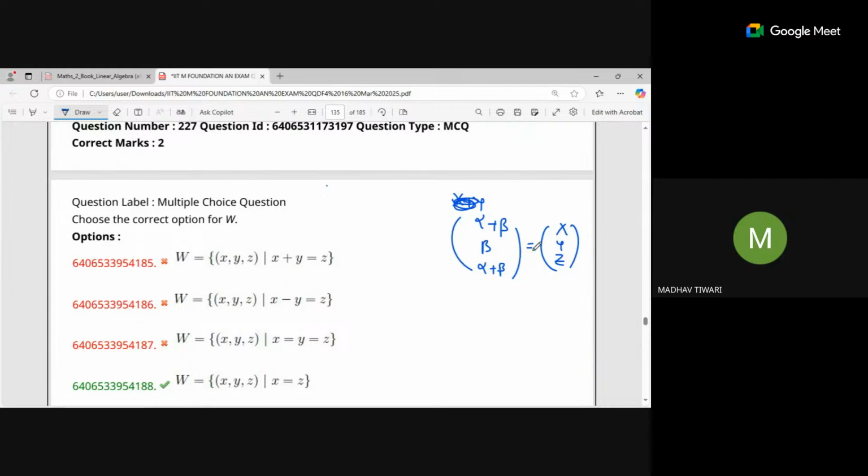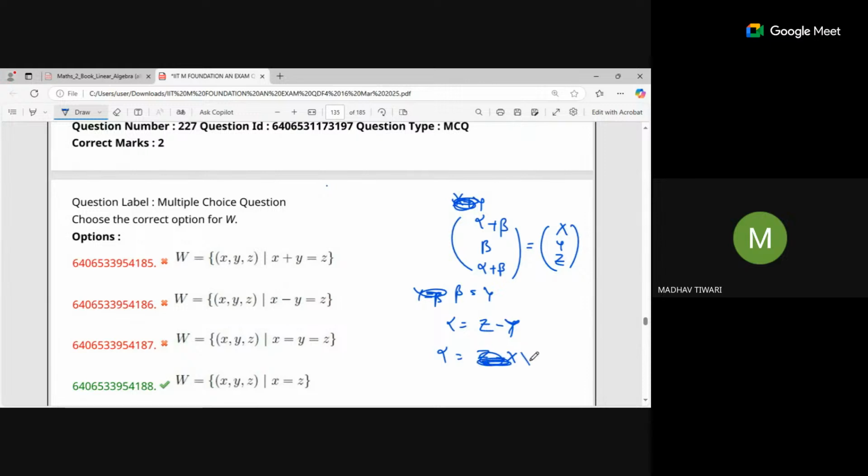From here, in place of beta I can put y, which means beta is equal to y. And if I put y here, I get the alpha value as z minus y from the third equation. Or from the first one, I get the alpha value is also equal to z minus x.